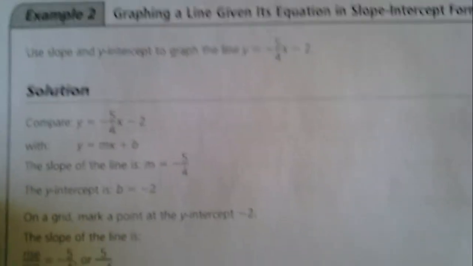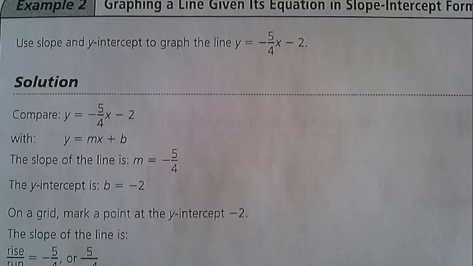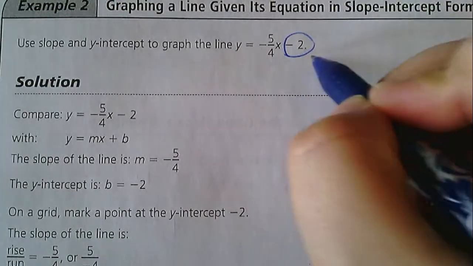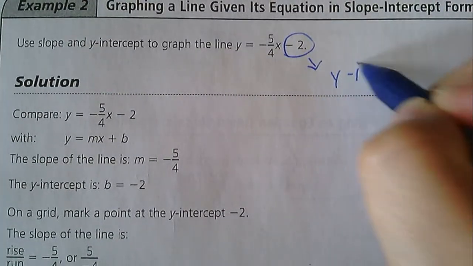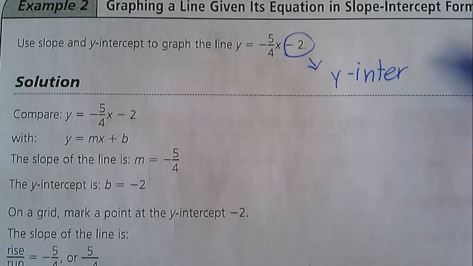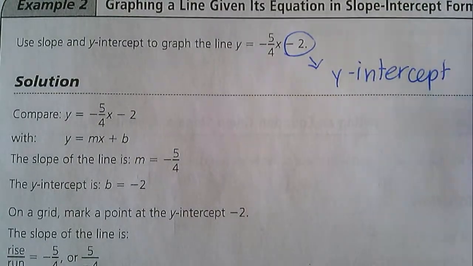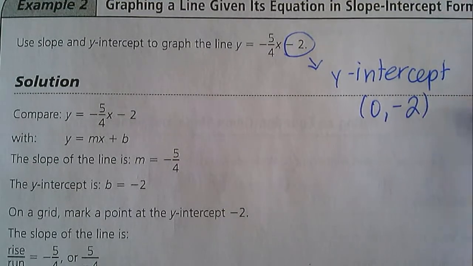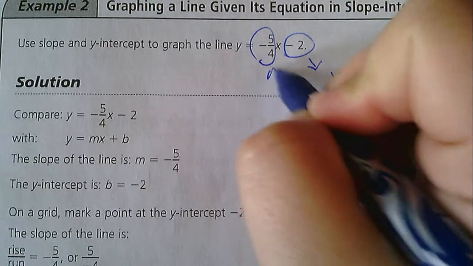It asks us to use the slope and y-intercept to graph this line. So again, when we look at this y-intercept form, there's two pieces of information I'm given here. This value right here, that is my y-intercept. So remember, that means that when x equals 0, y is -2. So that's the one point we can start plotting. And this is my slope.